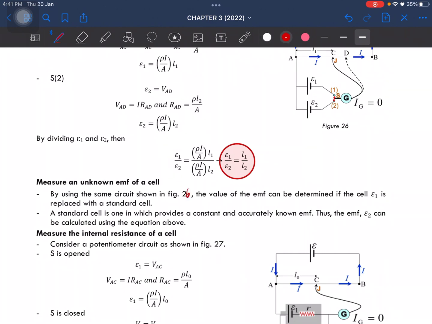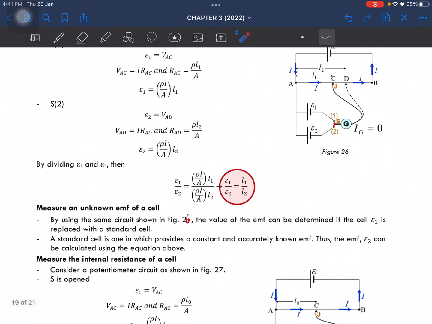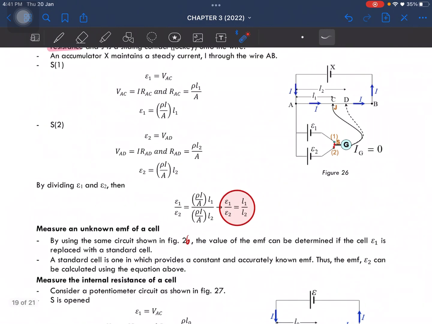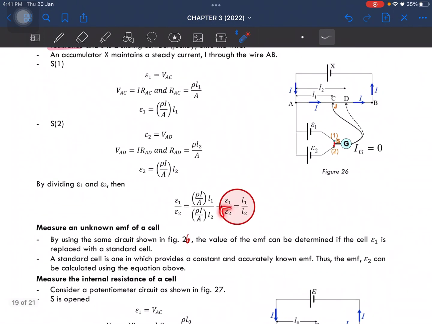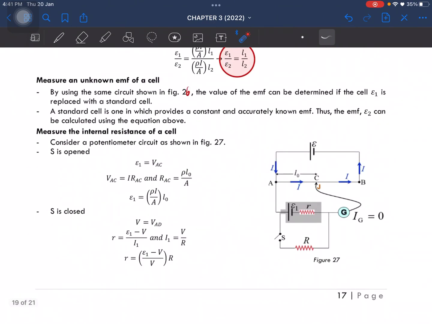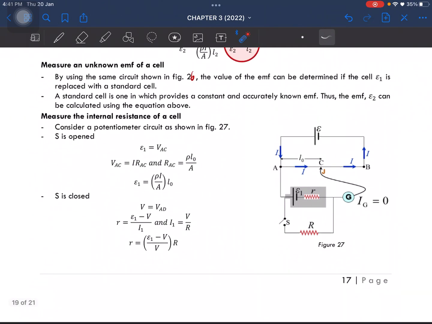The value of the EMF can be determined if E1 here is replaced with a standard cell. A standard cell is the one which provides a constant and accurately known EMF. So from there we can calculate EMF2. Because if we have EMF1, we can just directly use this equation here to find EMF2. And then lastly, to measure the internal resistance of a cell.